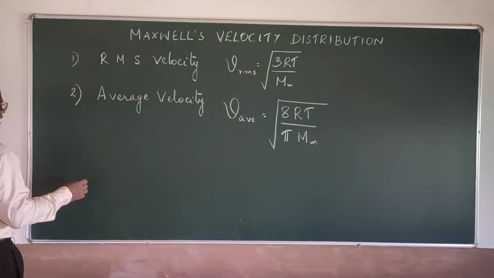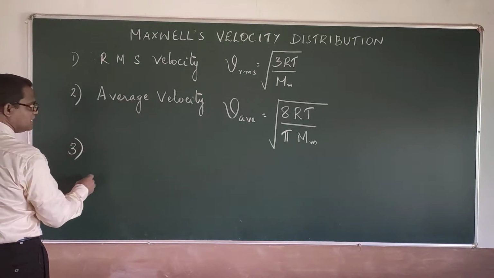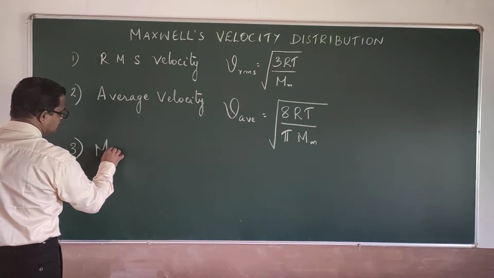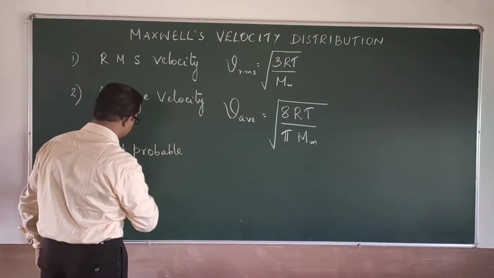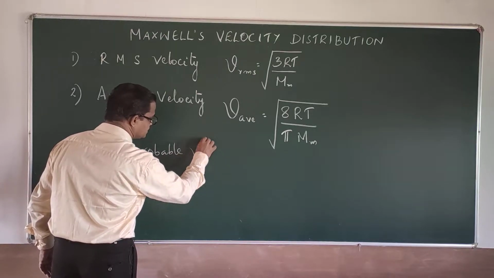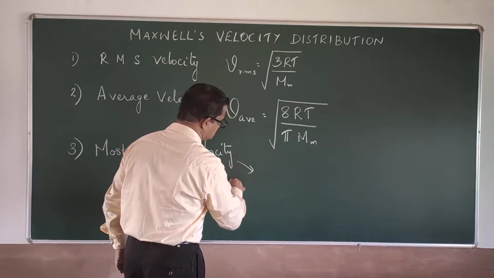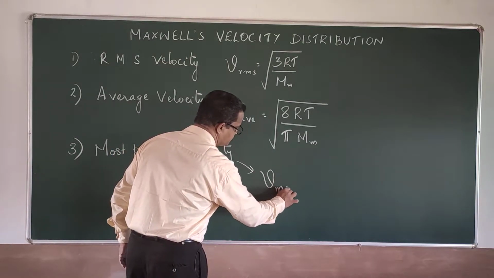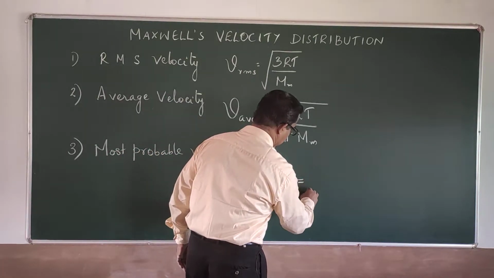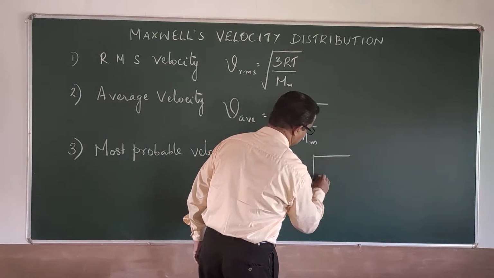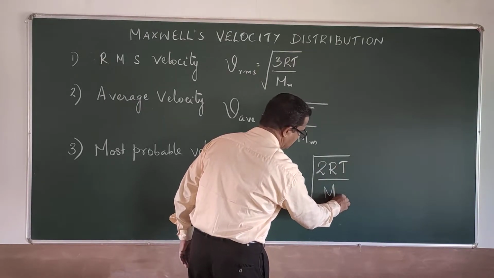And the third one is the most probable velocity. Most probable velocity, that is V_MP, will be equal to square root of 2RT by molar mass.